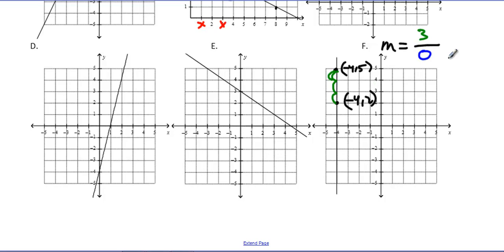Now, long time ago, you learned a rule that says you can't divide by 0. So 3 over 0 is the same as 3 divided by 0, which is why we call this undefined. You cannot divide by 0. It doesn't make sense. It's like saying, here's $5. Let's divide it amongst 0 people. Well, who gets it then? No one's getting it. So that's why we can't divide by 0.